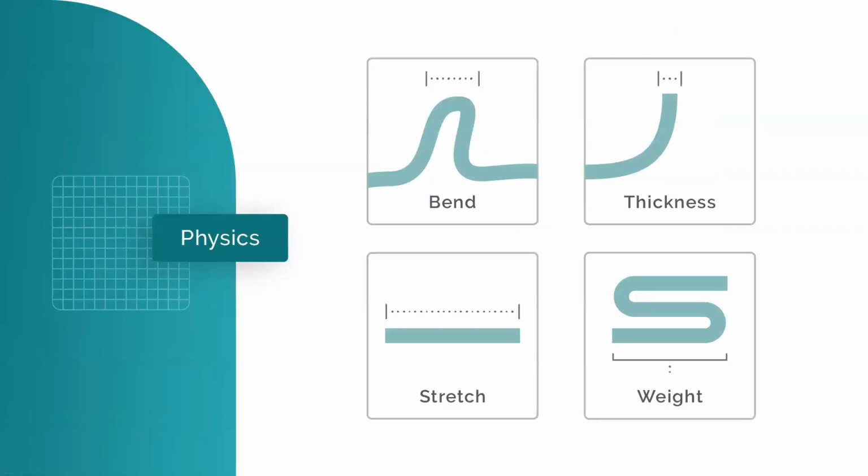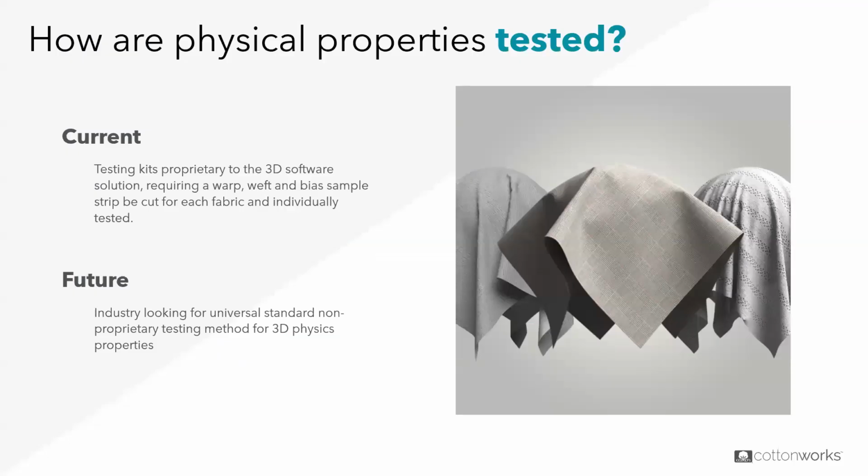The second component of digital fabrics are the fabric physics, which represent the fabric drape or the way the fabric hangs under its own weight. Fabric physics are critical to the realistic representation of a fabric in 3D. How are they measured? So in 3D software, measurements of the fabric's weight, thickness, bending, and stretching properties are taken. And these properties are currently tested using testing kits that are proprietary to the 3D software. And it requires a warp, weft, and bias sample strip to be cut for each fabric and individually tested.